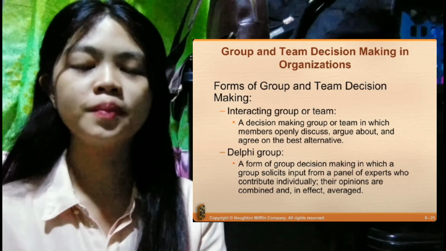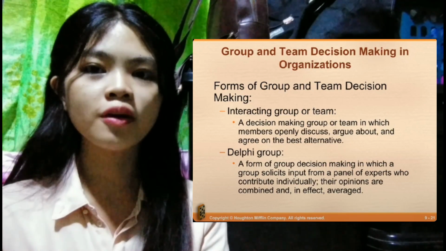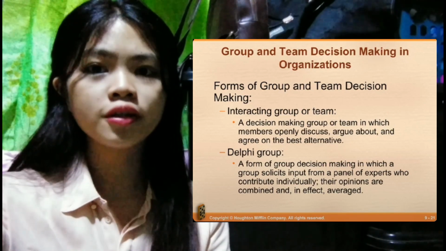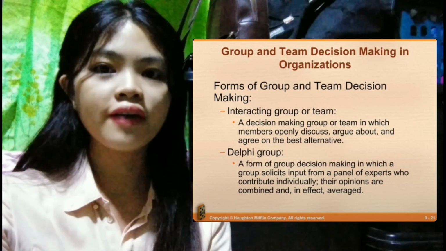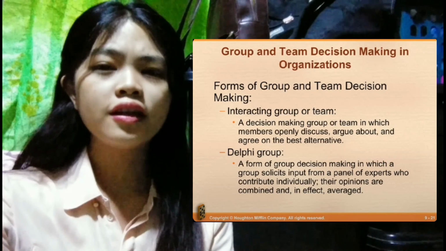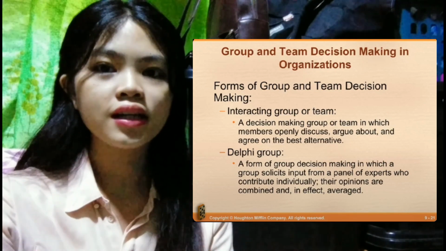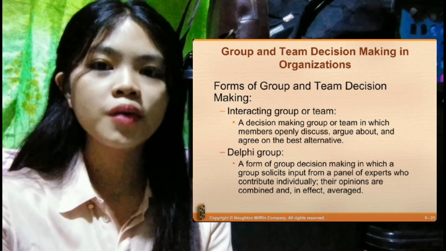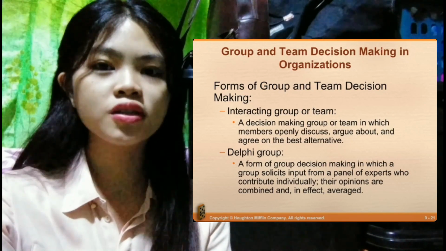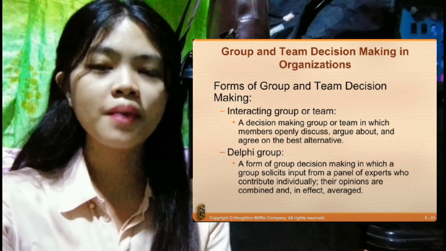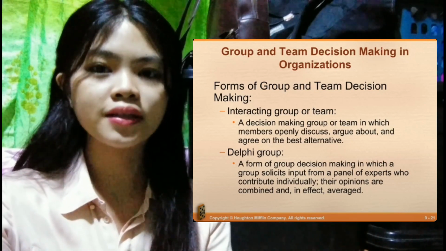Second is the Delphi group, a form of group decision-making in which a group solicits input from a panel of experts who contribute individually. Their opinions are combined and in effect averaged. Delphi allows for decision-making when team members are not physically in the same location. The process used by Van de Ven and Delphi began by issuing questionnaires by mail to participants who did not know the identity of any of the other participants.